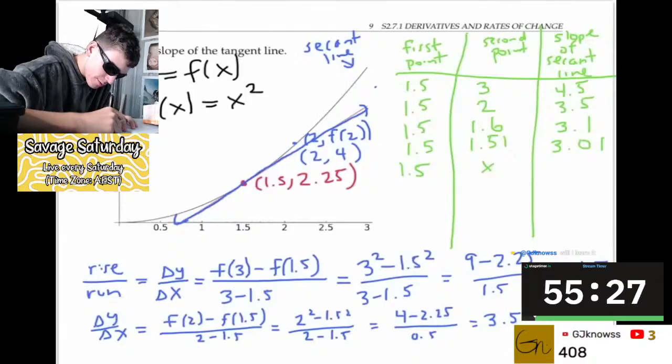then the slope of my secant line is going to be given by, again, the rise over the run, so that's going to be f of x minus f of 1.5 divided by x minus 1.5. Change in y over the change in x.